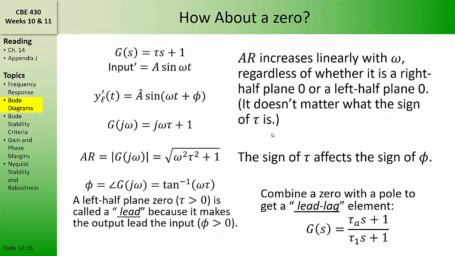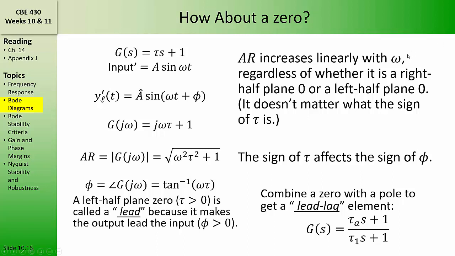Next, let's look at a zero. A zero is a tau s plus 1 term in the numerator of a transfer function. By substituting s equals j omega, we find that the zero is already divided into the real and imaginary parts, and the amplitude ratio is the square root of omega squared tau squared plus 1, while the phase angle is the arctangent of omega tau. A left half-plane zero with a tau greater than 0 is called a lead element because it makes the output lead the input, that is, the phase angle is greater than 0.